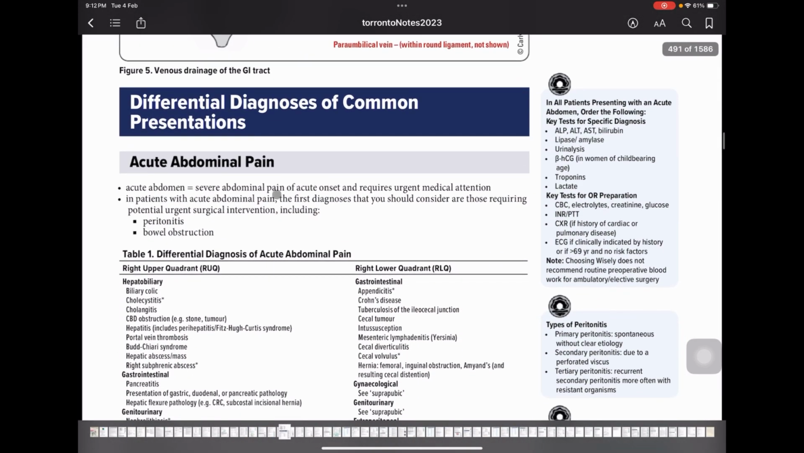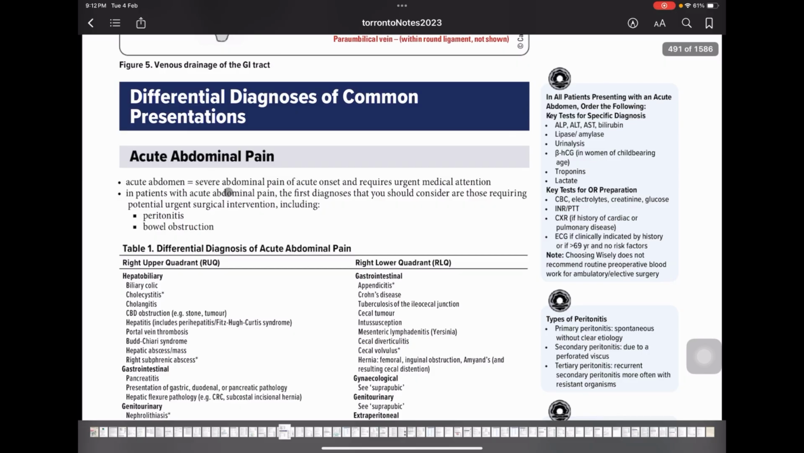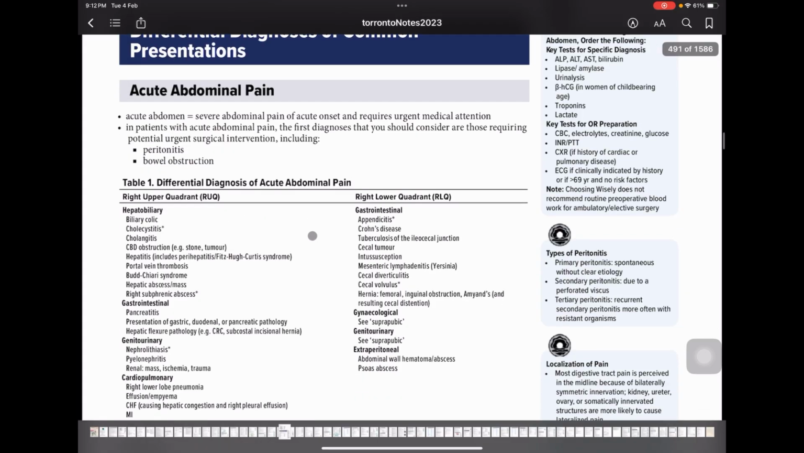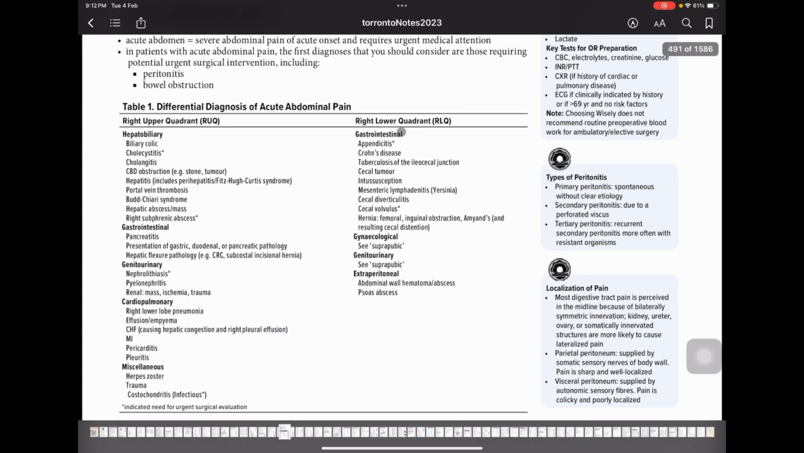Differential diagnosis of common presentation. So acute abdomen, severe abdominal pain of acute onset, requires urgent medical attention. In a patient with acute abdominal pain, the first diagnoses that you should consider are those requiring potential urgent surgical intervention, including peritonitis and bowel obstruction. The two most important differential diagnoses for acute abdomen are peritonitis and bowel obstruction. Okay. Now, differential diagnosis of acute abdomen: right upper quadrant or right lower quadrant.